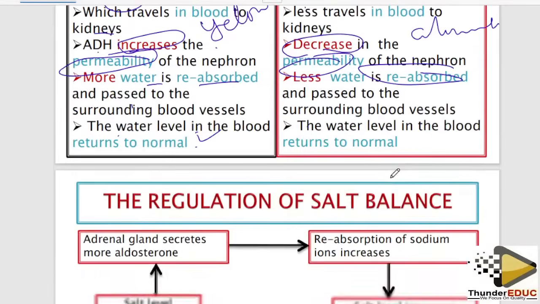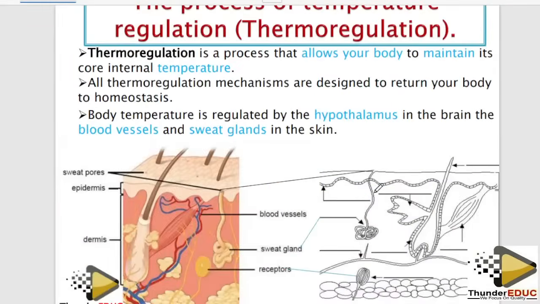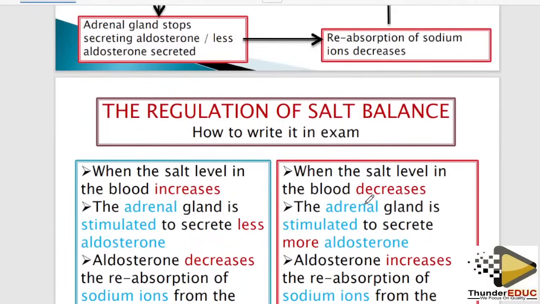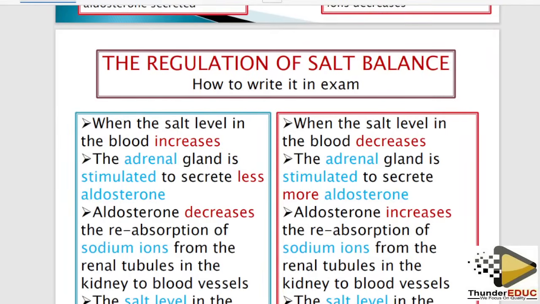What about the salts? We are remaining with the salts and thermoregulation. I'll show you how you can go to the paper without stress and you pass everything. Because they set these things so that you can pass. So make sure that you pass.